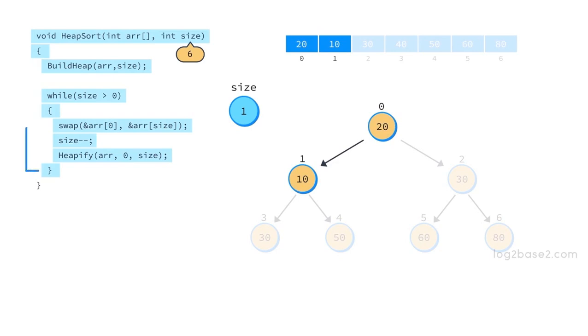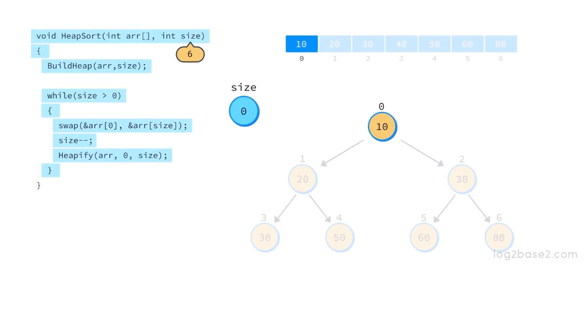And in the next iteration, the condition is still okay since size is equal to 1, which is greater than 0. So swap elements at index 0 and index 1. Now the largest element 20 is at the last position, which is its right position, and 10 is at the first position. Since 20 is sorted now, we can reduce the array size by 1. So size is equal to 0 now. And since we performed a swap operation at index 0, we have to call the heapify function here.